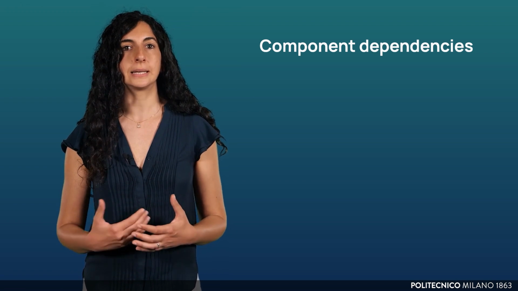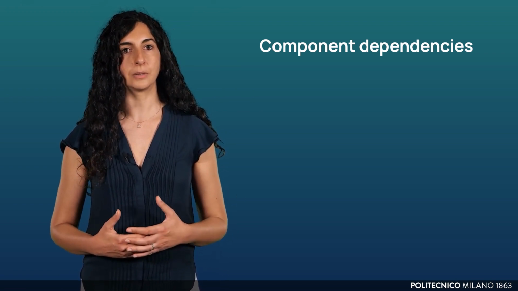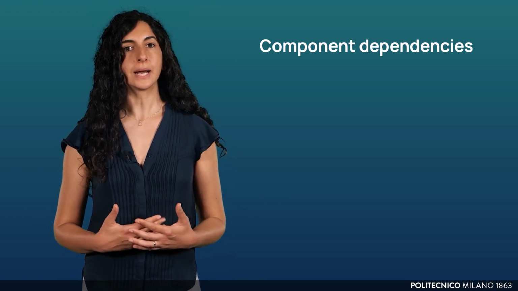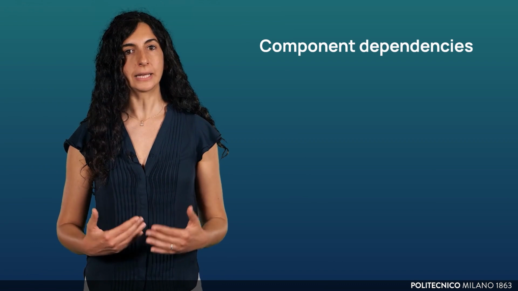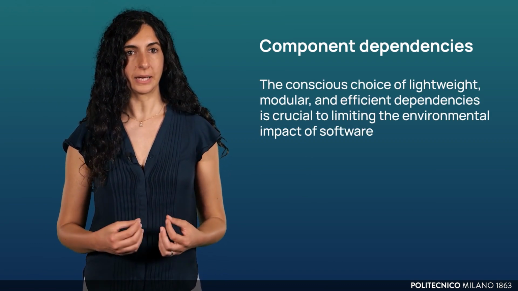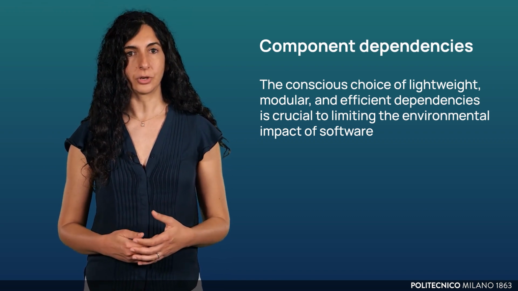Many modern applications rely on libraries, frameworks, and external services that can introduce inefficiencies that are difficult to control. Heavy, outdated, or poorly performing dependencies can significantly increase loading times, memory usage, or the number of required operations. Furthermore, some libraries include unnecessary features that are still loaded and executed. Therefore, the conscious choice of lightweight, modular, and efficient dependencies is crucial to limiting the environmental impact of software.